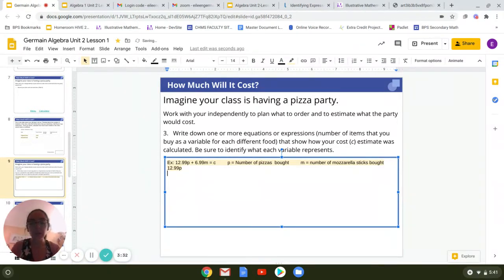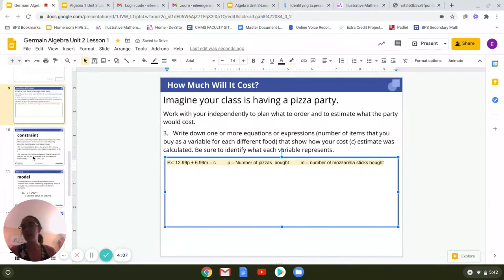You could separate it as $6.99 C or M, where you're multiplying the price per item times the P number of items. So you're talking about pizza, so you're talking about the P number of pizzas that cost $12.99 each, and you could write it as one big equation where you're adding each of those terms together to find that total cost, or you can just write each one as its own expression, being sure that you explain and describe to me what those variables are that you're talking about here.